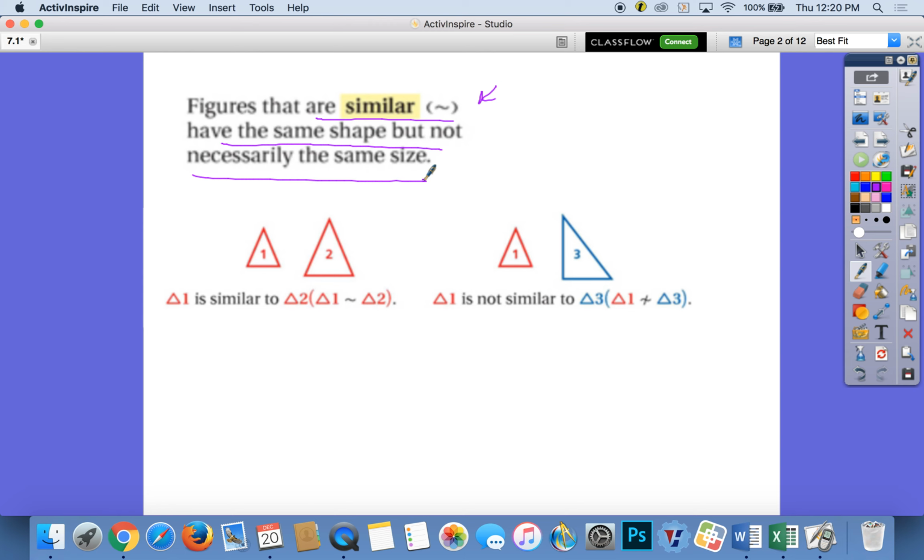In order to show that triangle 1 is similar to triangle 2, we're going to go through a process, and how you're going to write it up is triangle 1, similar mark, triangle 2. Notice that they have the same shape but not the same size, and we'll talk about how you know that's similar in just a second. In order to say something's not similar, you'll just put a little X through it. Notice that they're both triangles, but they're not the same shape, so they can't be similar.